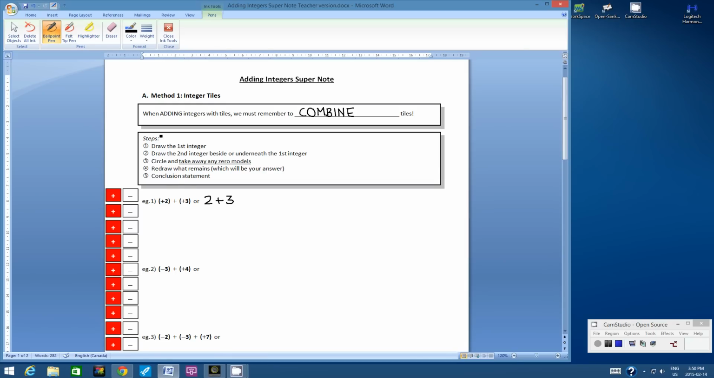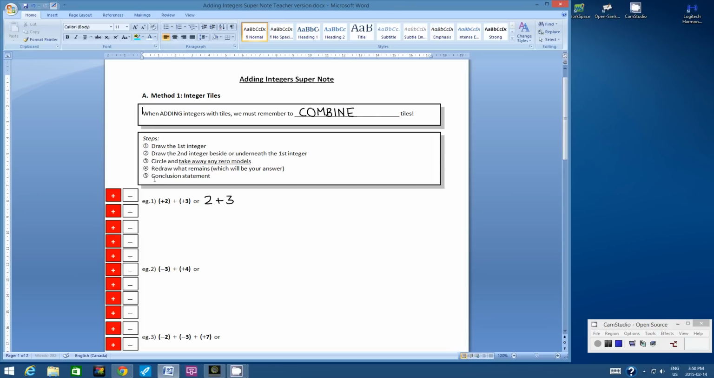Okay, so before we look at any of these steps, let's use our integer tiles. So I want you to make sure that you've got out your integer tiles. Make sure you start with a pile of positive and a pile of negative. So let's look at the first integer, positive 2. I'd like you to build that model in front of you. Let's bring over 2 positive tiles and place them in front of you there.